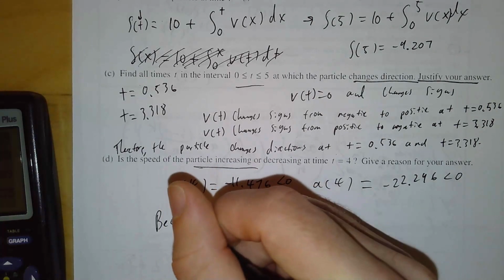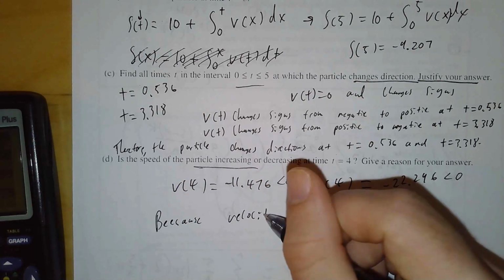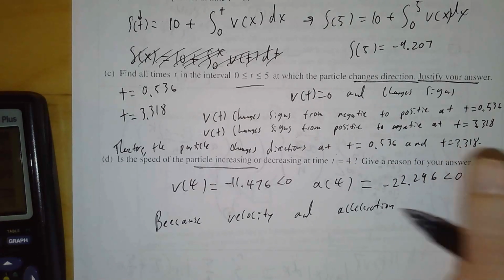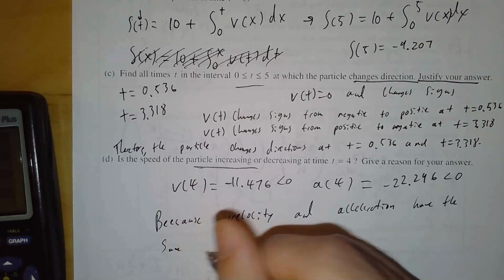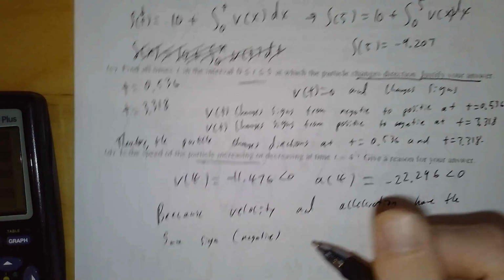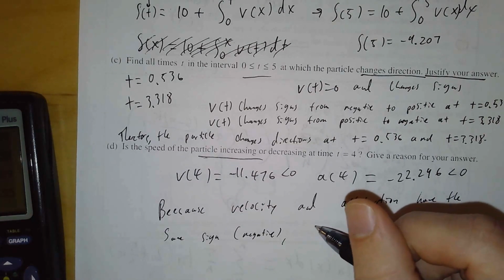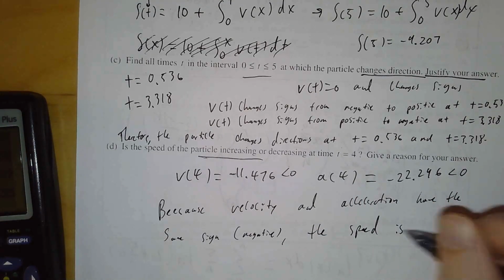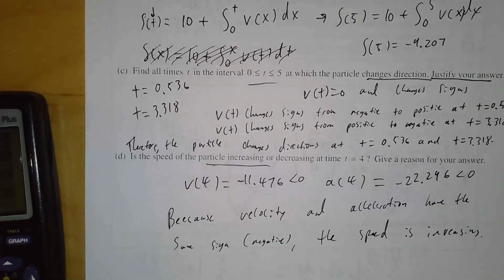Because velocity and acceleration have the same sign, negative, right, parentheses, the speed is increasing. All right, that's FRQ number 1.